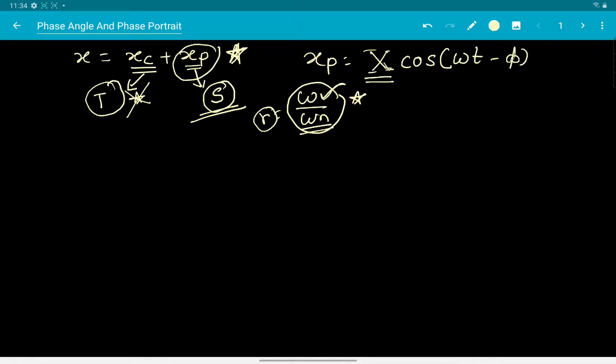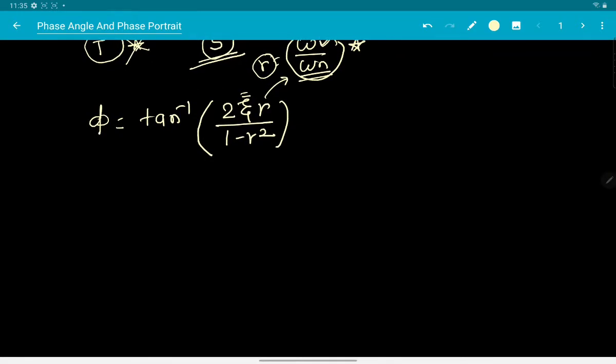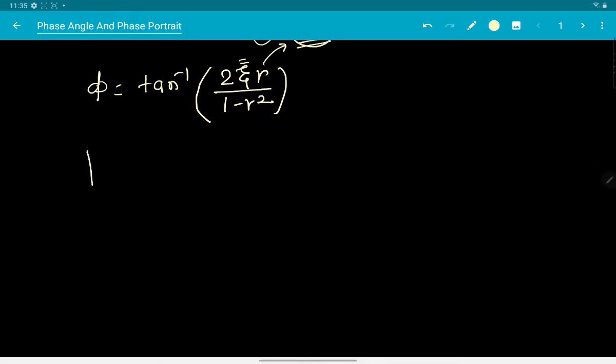We have seen that, and now in this particular class we are going to have a look at this phi. We already have derived the expression of phi: tan inverse of 2 xi r divided by 1 minus r square, where r is this ratio and xi is the damping ratio, which is c by cc. So knowing xi and knowing r, you will be able to find out phi. First of all, I'll show you how exactly the phi variation looks.